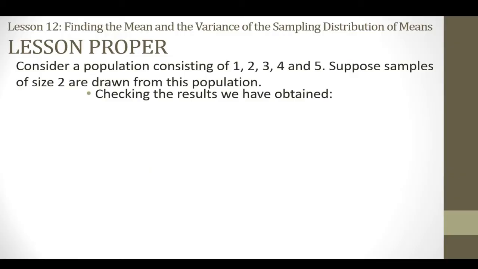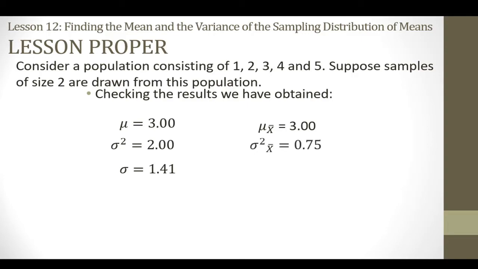Now, checking the results that we have obtained, doon sa nauna, sa population natin, ang mean natin ay 3, ang population variance natin ay 2, by getting the square root of 2, we will obtain a standard deviation of 1.41. Ayan, very good. Now, for the sampling mean, we have 3. For the sampling variance, 0.75. And for the sampling standard deviation, we get 0.87. Medyo matagal pa lang mag-compute. Yes, that is correct. But this is with the conventional method.